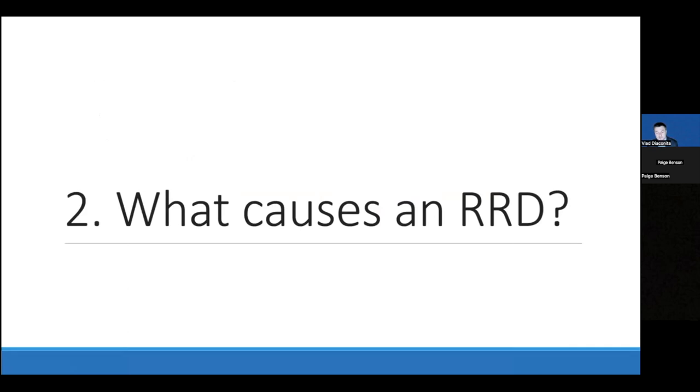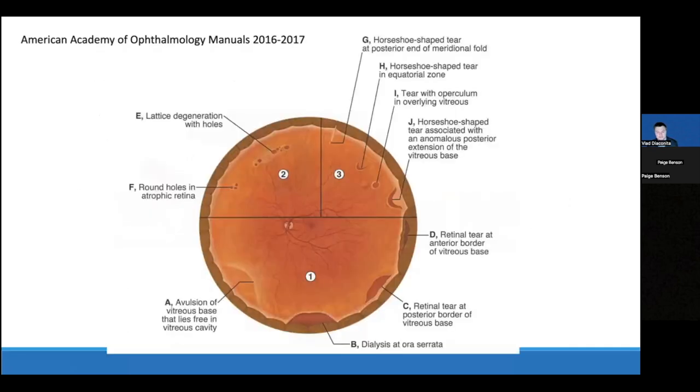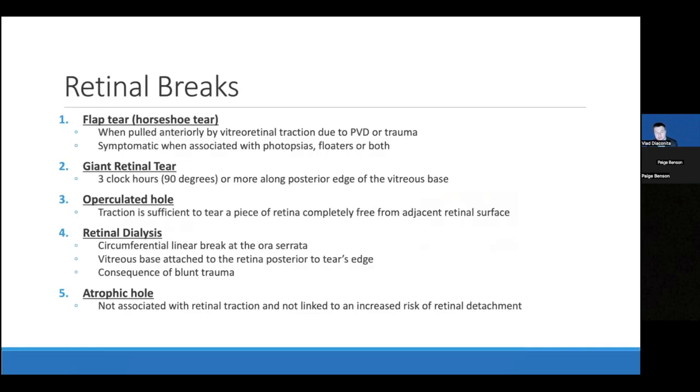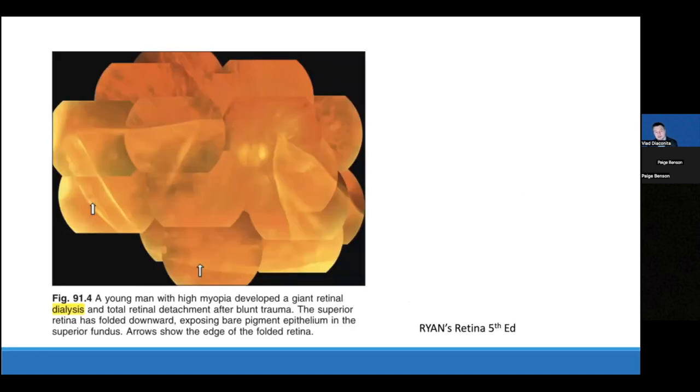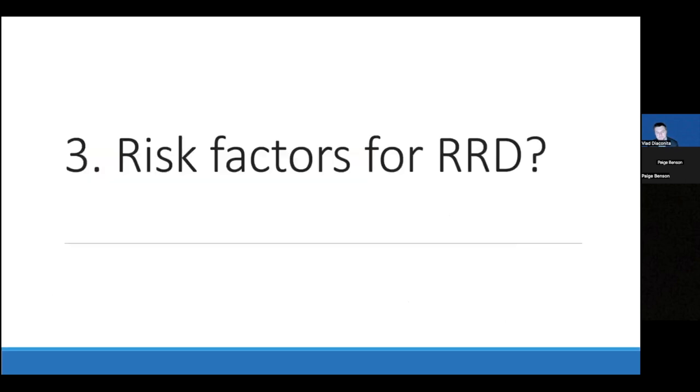What causes a rhegmatogenous retinal detachment? And again, there's many things, but horseshoe tears, giant tears, holes, dialysis, atrophic holes less likely. And there's other stuff too. Trauma is usually going to be dialysis related, but not always. Sometimes it can be a horseshoe tear. Dialyses look different. They're hard to see. You probably won't see one for a while.